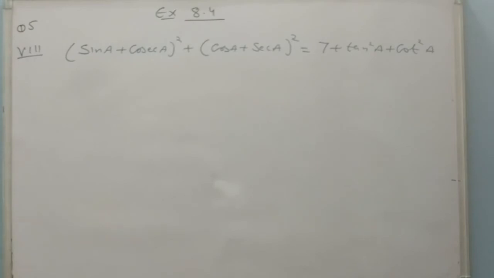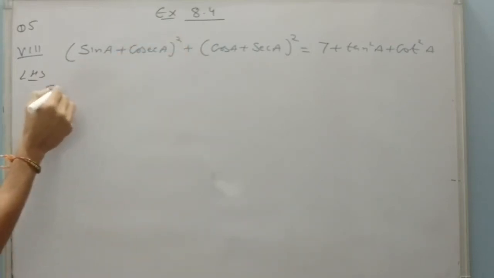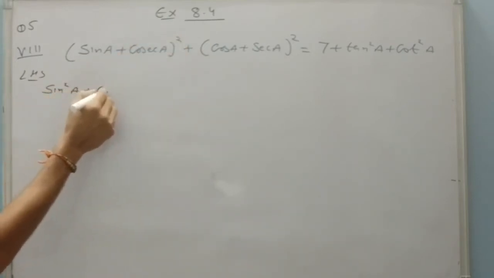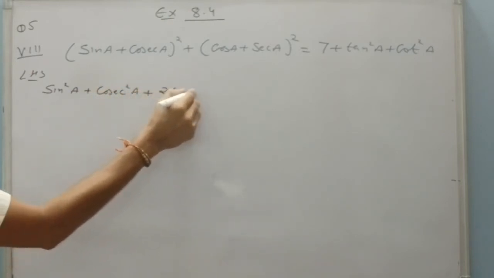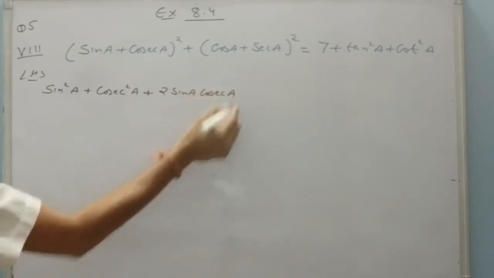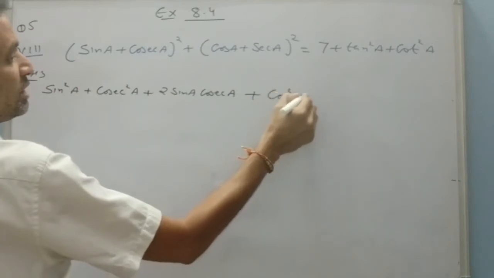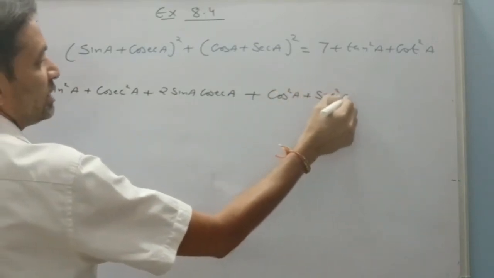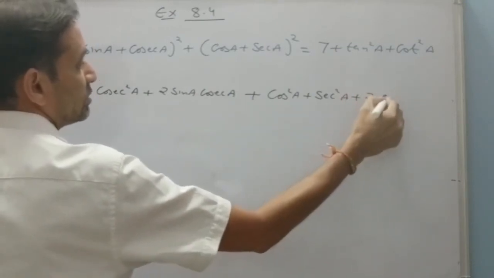So, a very important question it is. We have to prove 7 plus tan square plus cot square. From the left hand side, by using the formula (a plus b) whole square, I can write it as sine square a plus cosec square a plus 2 sine a cosec a. Similarly, again, this is cos square a plus sec square a plus 2 cos a sec a.